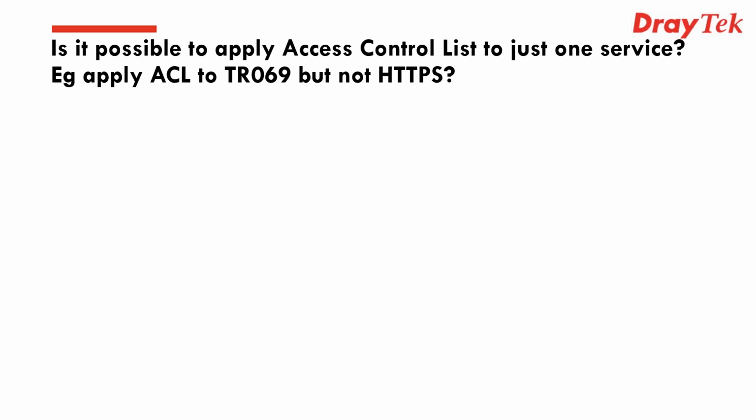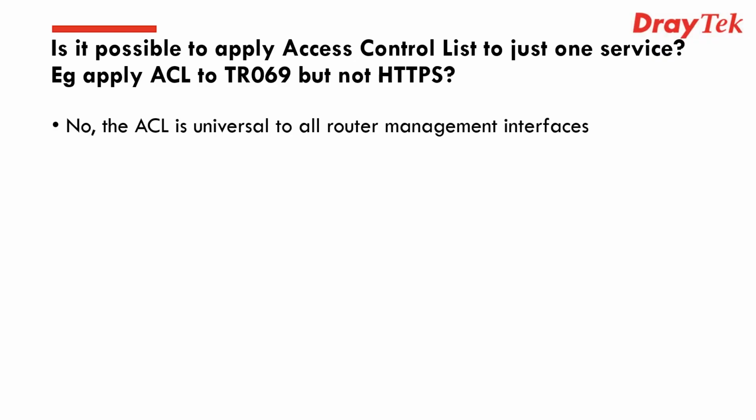Okay, thanks. So yeah, the access control list is really helpful because it allows you to put in either domain names or IP addresses to restrict access to services to only matching those IPs or domain names. Unfortunately, it will only apply to all interfaces. So the ACL is universal. If you enable the ACL, that will apply to all router management interfaces. So you don't have the ability to pick and choose. I'm afraid that's just how it is.